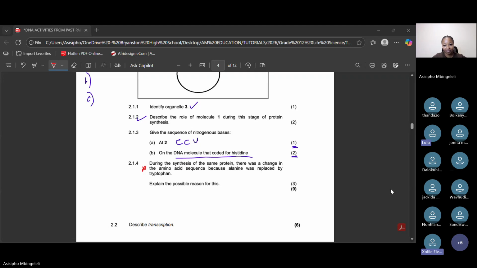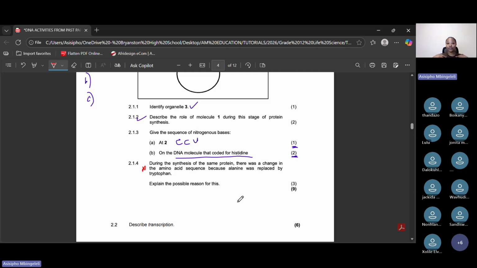Maybe this caused a change in the base sequence. Okay, let's see. What did you say? This caused a change in the base sequence. Okay, tell me what's the mark allocation for this question? It's 3. 3 marks. So judging based on your answer, how many marks do you think you'd get? 1 mark.